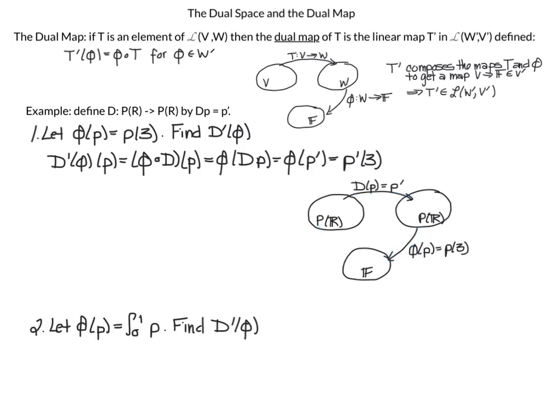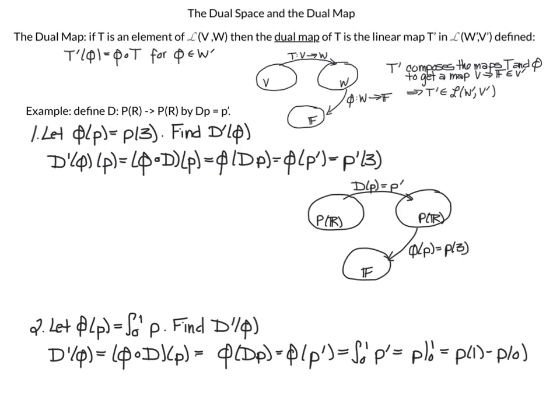We can do the same thing with our integral example. In other words, we can go from our space of polynomials to F by doing this integral function, integrating P, and then evaluating at 0 and 1. So to find the dual map using this phi, and again we're still using the same transformation D, which is the derivative, we're going to compose phi with the derivative. So it's going to be phi of p prime, which is the integral from 0 to 1 of p prime, which is simply equal to p evaluated at 1 and 0, which is p of 1 minus p of 0.